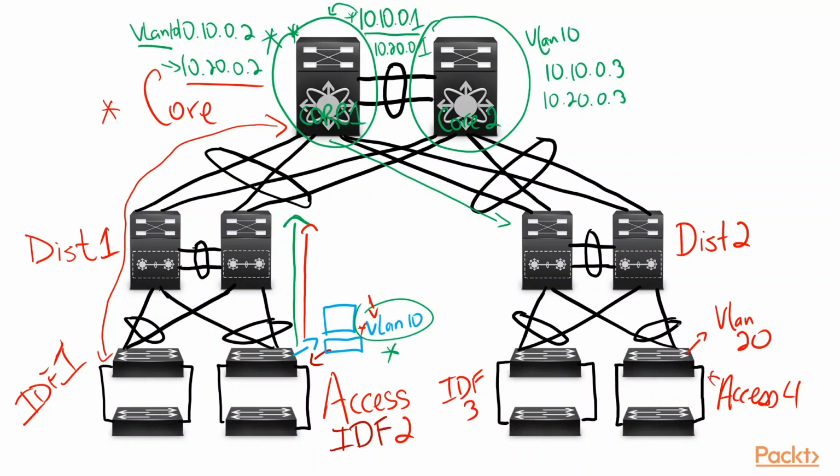The core hits the distribution 2. Distribution 2 will send the traffic down to my access, because now I know where that particular IP, the MAC address for this VLAN, is sitting on the network. The core actually knows about it. So the core basically knows how to forward that to the right destination.